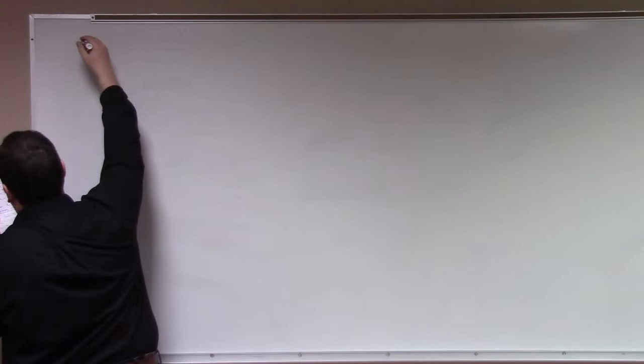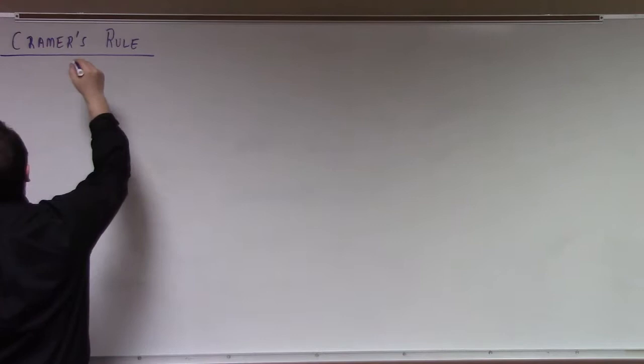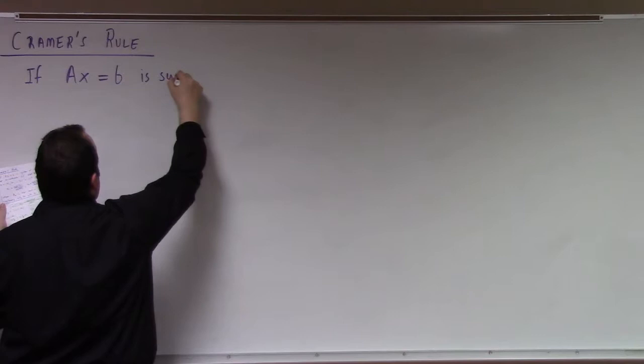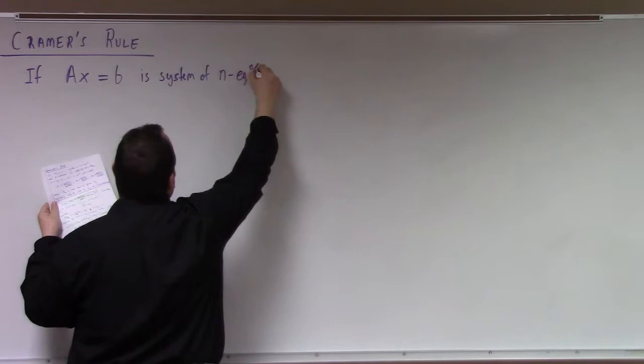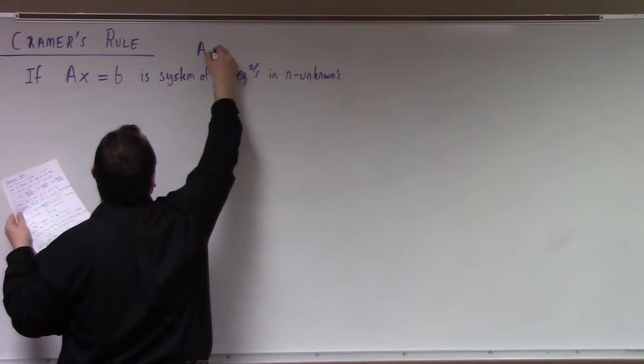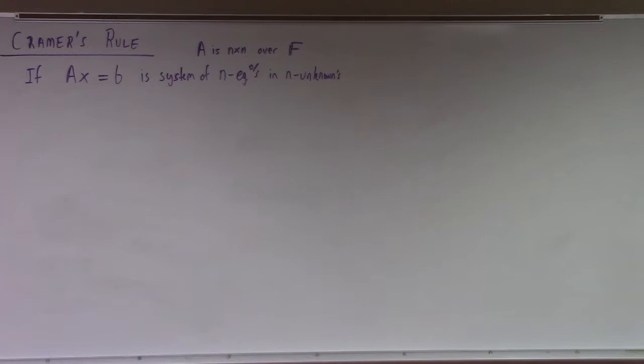Cramer's rule. So engineers tend to like this thing. It is very limited in its application in the following sense. If AX equals B is a system of n equations in n unknowns, all right? In other words, that's just a way of me saying A is square, right? A is n by n over some field. Almost always we'll take the field to be the real numbers. But this works over the rationals or Z mod 2 or, pick your poison, any field you like.